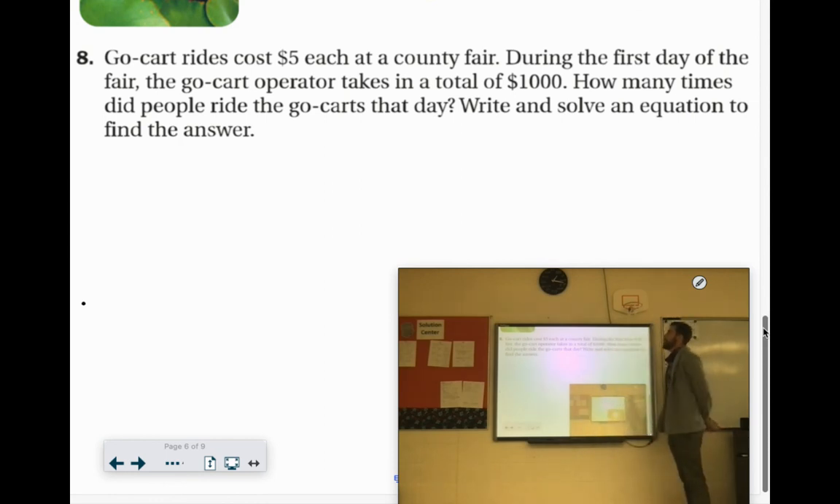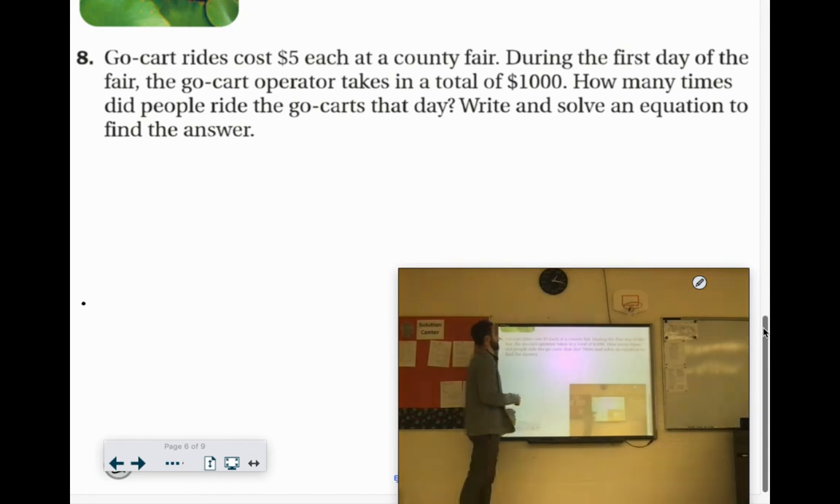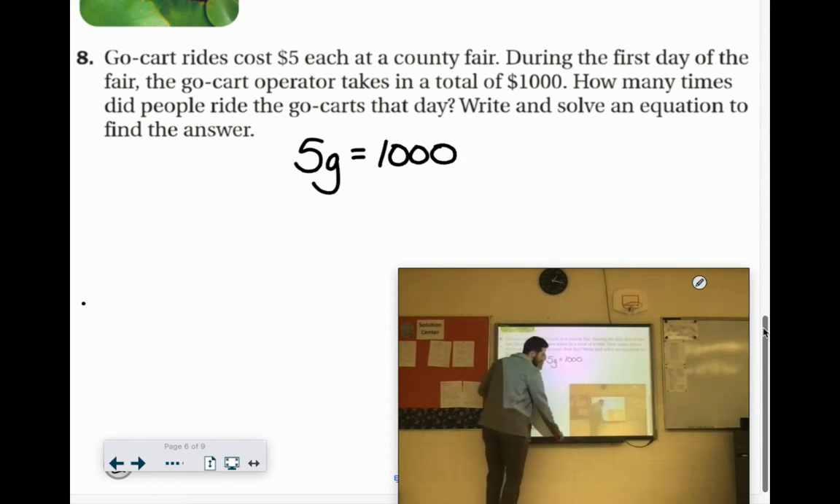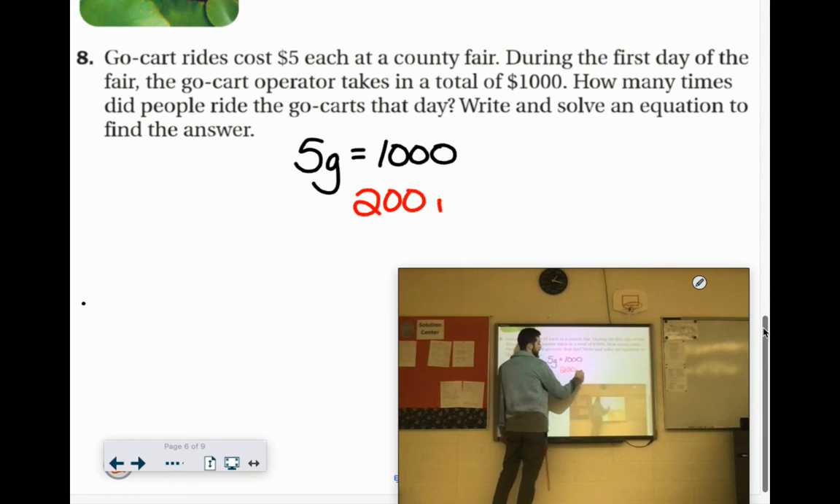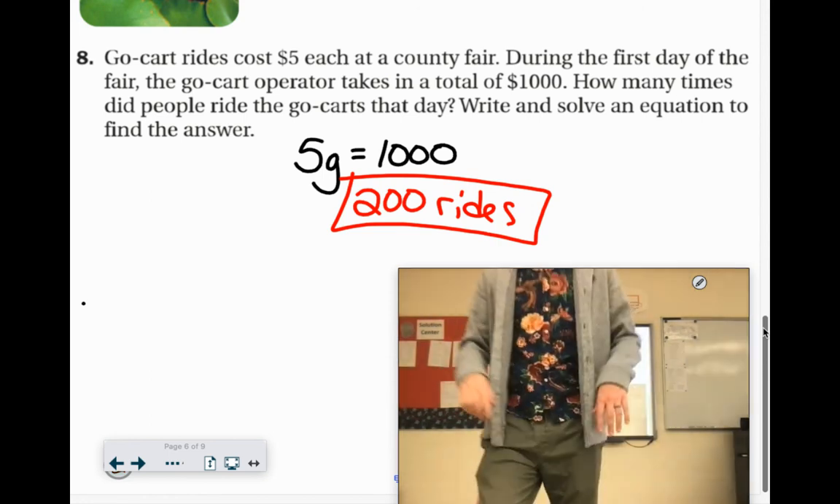Oh, speaking of go-karts, go-kart rides cost $5 each at a county fair. During the first day of the fair, the go-kart operator takes in $1,000. How many times did people ride go-karts that day? Write and solve an equation. Well, if each one, remember each means multiplication, so it's like 5 times each go-kart equals 1,000. So if I was like, well, 5 times what gives me 1,000? That's 200 rides. That was fun. Next time we'll be solving them with one step on each side.